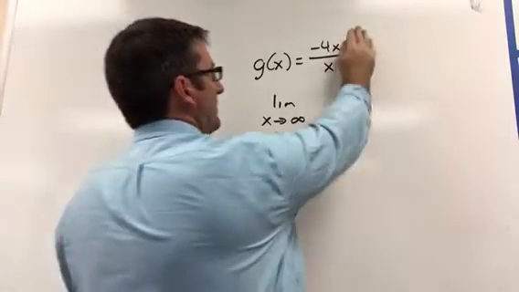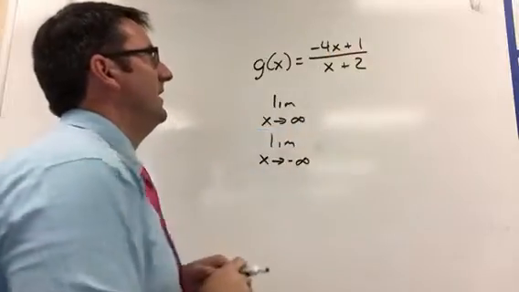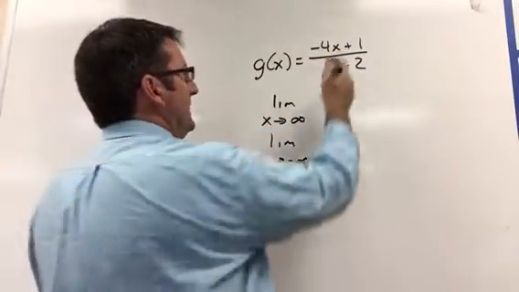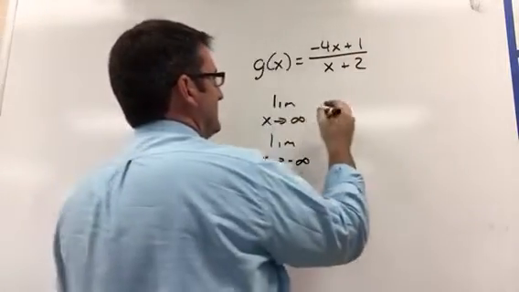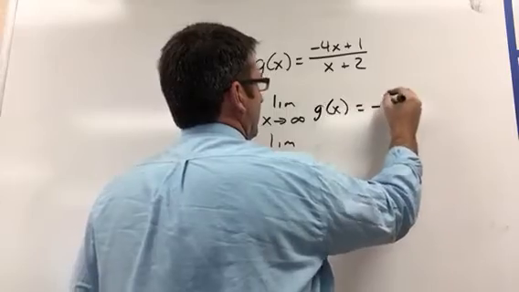And so notice what we're left with here. We're left with negative 4x divided by x. And so negative 4x divided by x is just going to be negative 4.